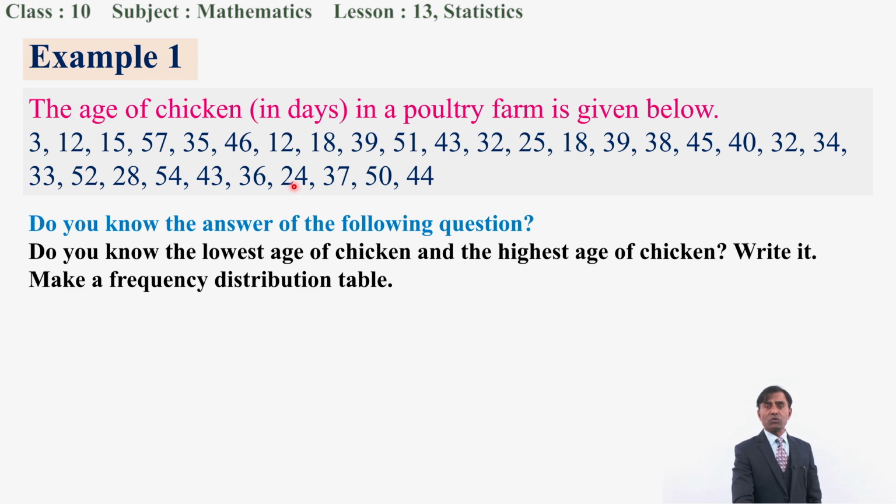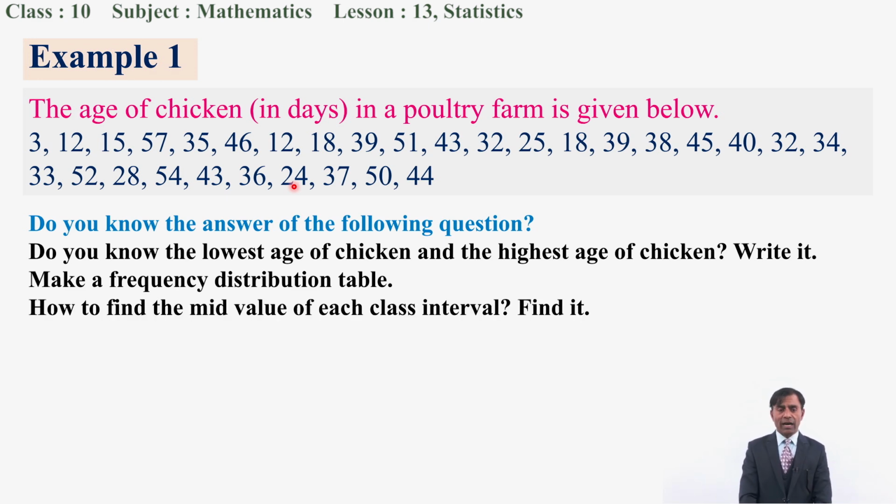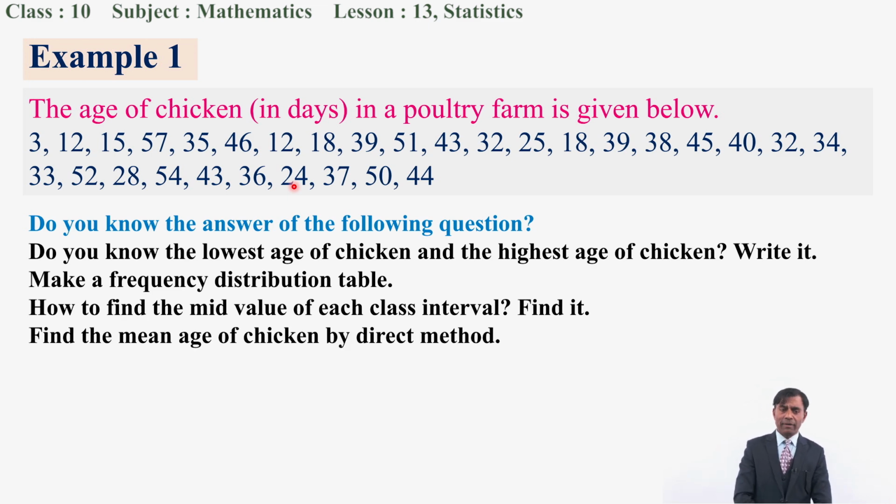Make a frequency distribution table. Now let's develop the frequency distribution table. How to find the mid value of each class interval? We have to find the mid value. What is the meaning of mid value? Mid value means the value which is in between, right? And then find the mean age of chicken by the direct method. Let's give the answer to these questions separately.